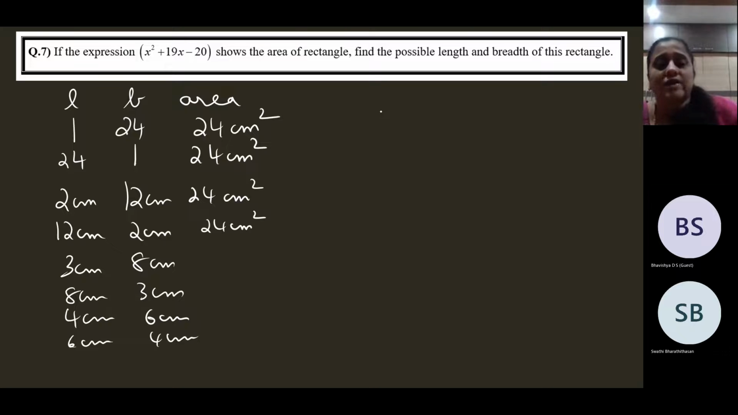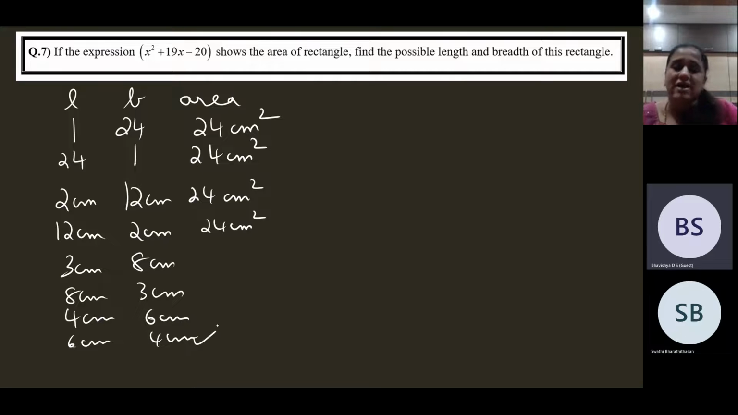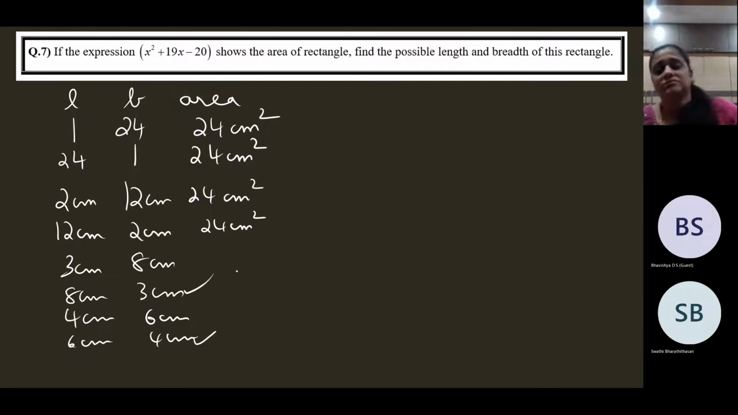Then 5 not possible. 6. Ma'am, 6 into 4, we have already written. Yeah. 7, 8, 8 we already wrote. 9, 10, 11, 12. We are done. We've written everything. So these are the possible dimensions the rectangle can have.